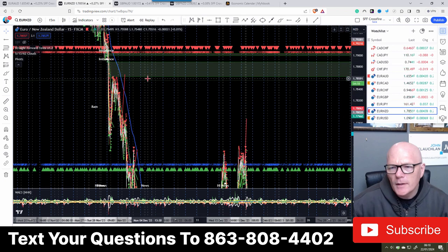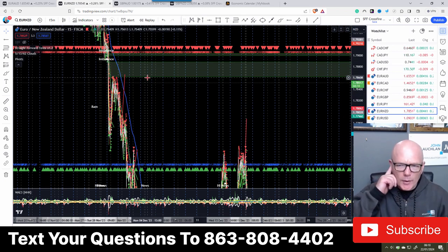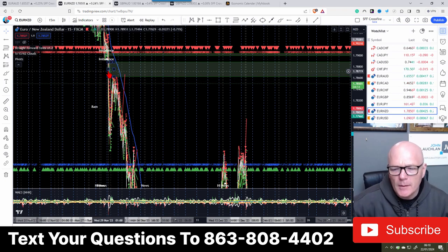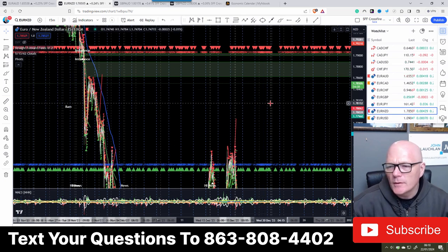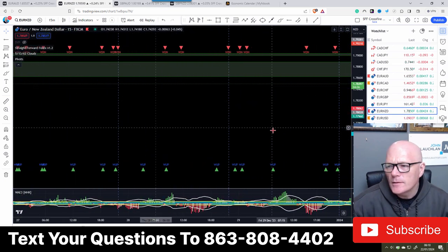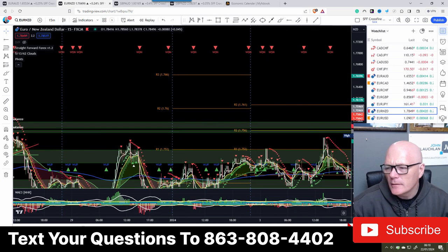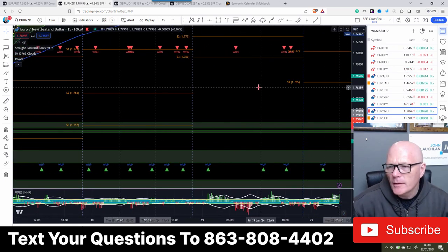Look at this imbalance here. This is the banks leaving money on the table. And they've left it on the table since the 29th of November, and they will come back at some point to take that out, but right now it's still relevant and it's still there, it's still active. So we just keep it on the chart.